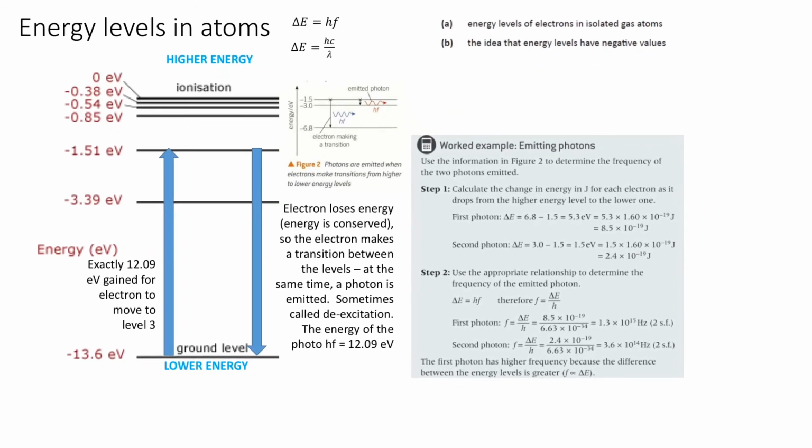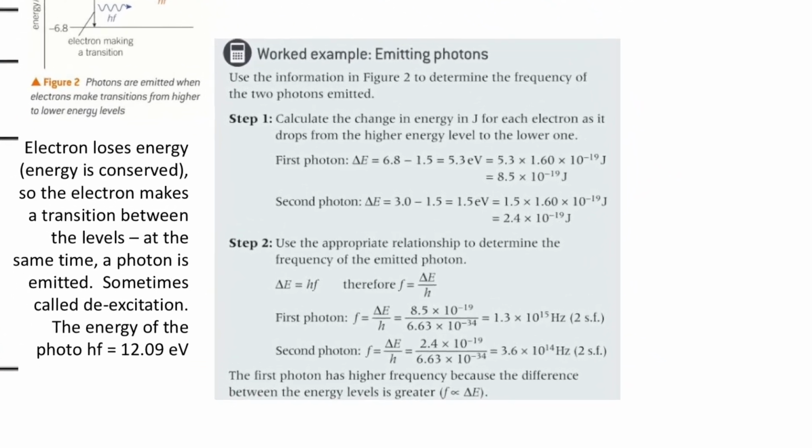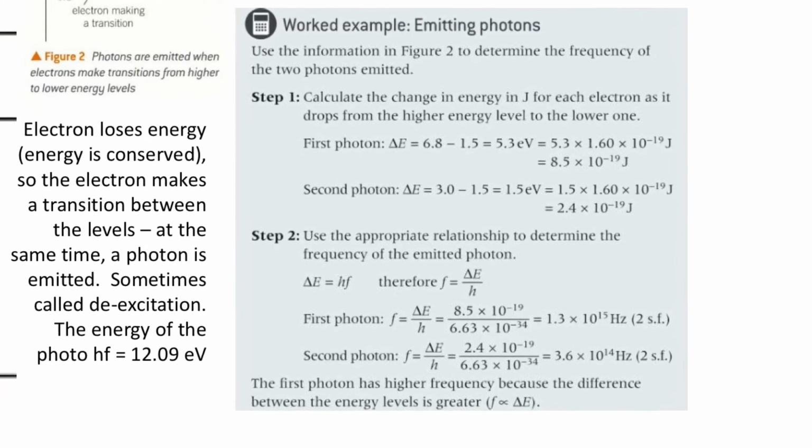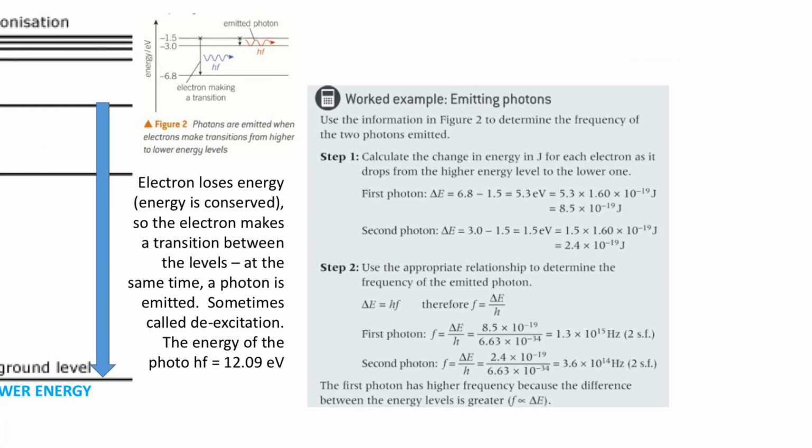So if we look at the worked example, emitting photons. They use the information in figure 2 to determine the frequency of the 2 photons emitted. The first step is to calculate the change in energy in joules for each electron as it drops from the higher energy level to the lower one. So if we focus on the first photon, it ends at minus 6.8, sorry, and it starts at minus 1.5. So the difference is 5.3 electron volts.